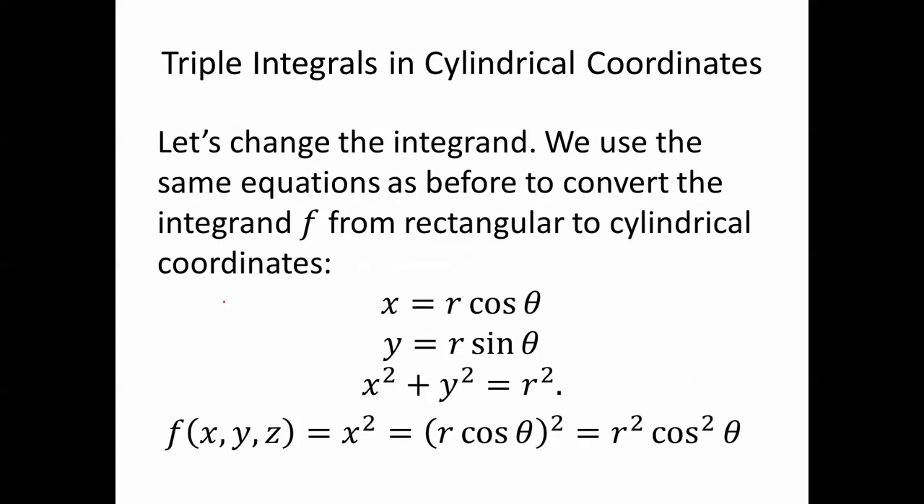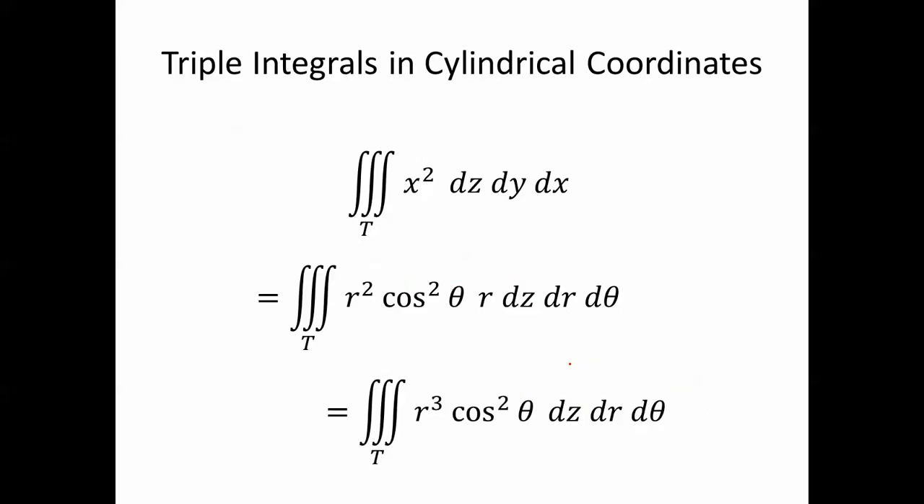We use the same equations as before to convert the integrand f from rectangular to cylindrical coordinates. x equals r cosine theta, y equals r sine theta, and x squared plus y squared equals r squared. So in this case, f of x, y, z is x squared, which is (r cosine theta) squared. In other words, it's r squared cosine squared theta. So x squared dz dy dx: the x squared becomes r squared cosine squared theta, and dz dy dx becomes r dz dr d theta. Multiply it all together and we get r cubed cosine squared theta dz dr d theta.